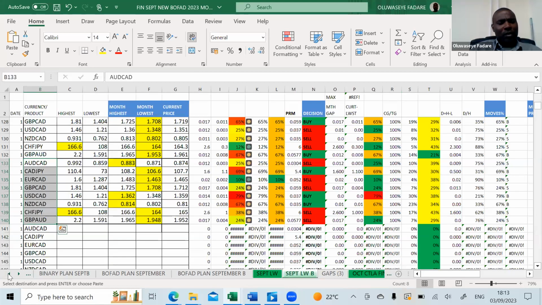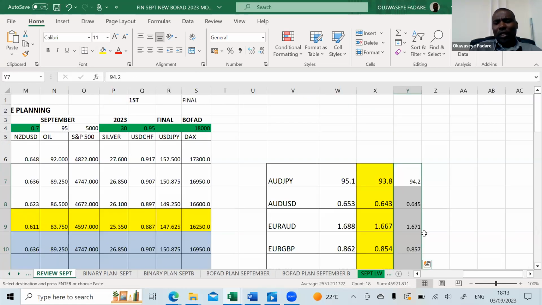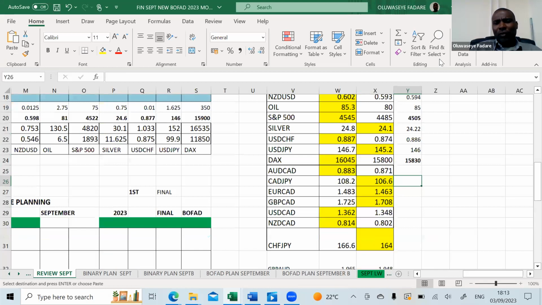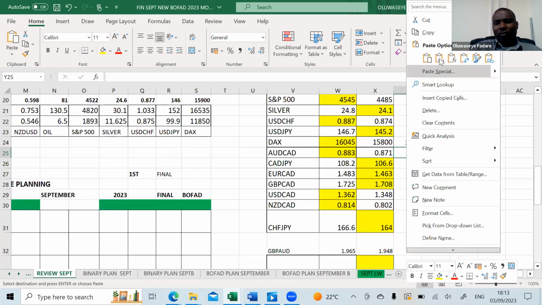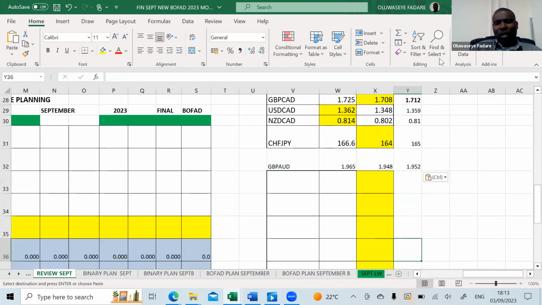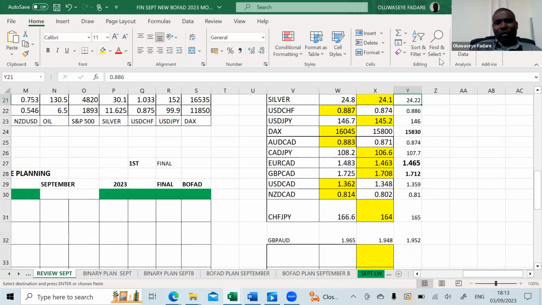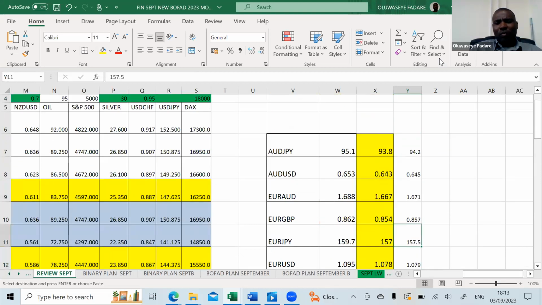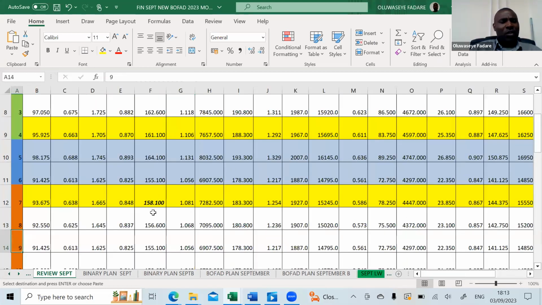So that's the current price. So it will make us get a better understanding of the market. Yeah, so for that product, Euro JPY, you can see our current price is 157.5. So which means our current price is already below 158.1.